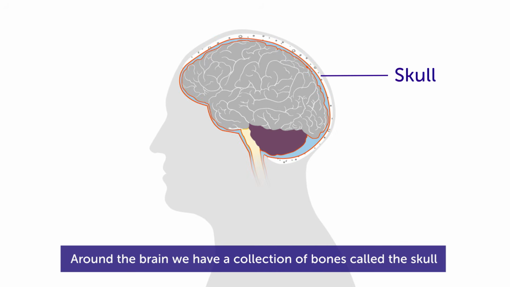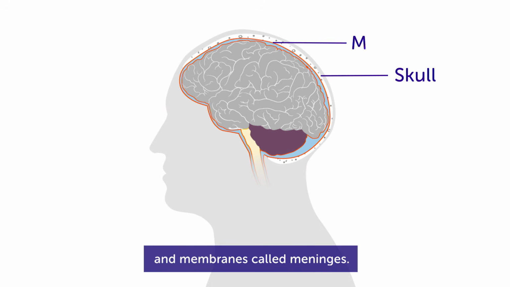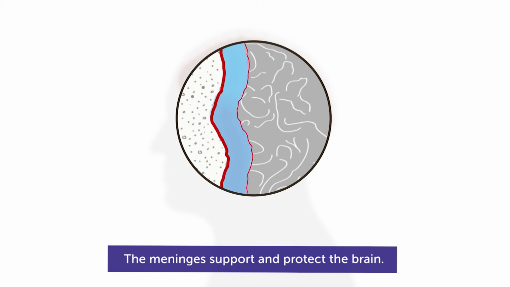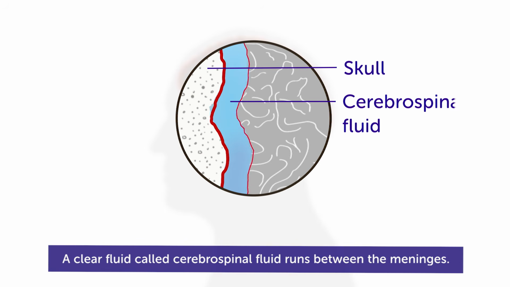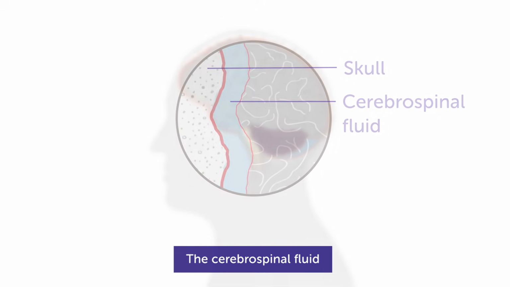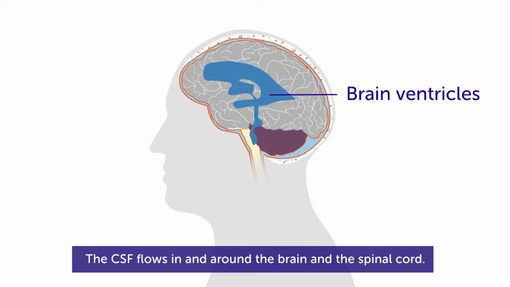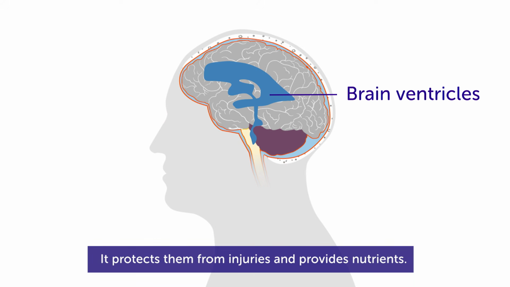Around the brain we have a collection of bones called the skull and membranes called meninges. The meninges support and protect the brain. A clear fluid called cerebrospinal fluid runs between the meninges. The cerebrospinal fluid, or CSF, is made by tissues that line the brain ventricles. The CSF flows in and around the brain and the spinal cord. It protects them from injuries and provides nutrients.